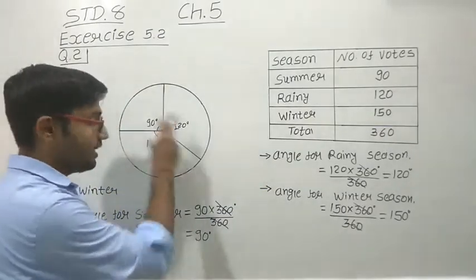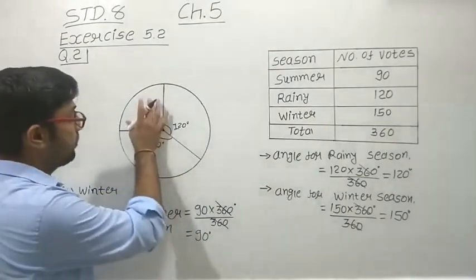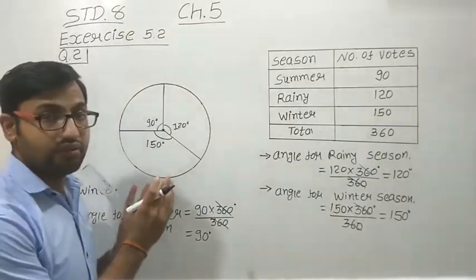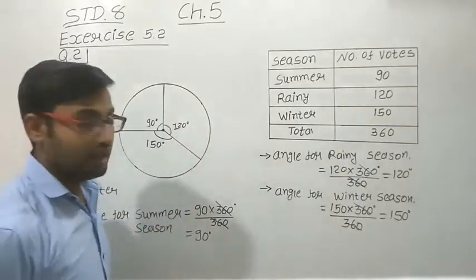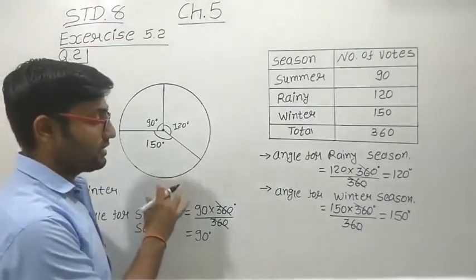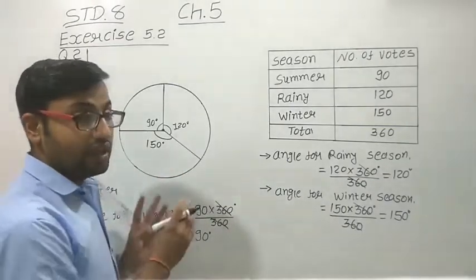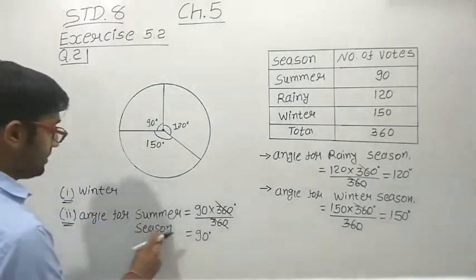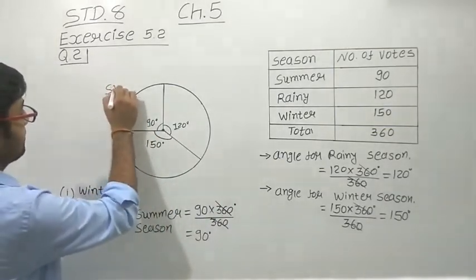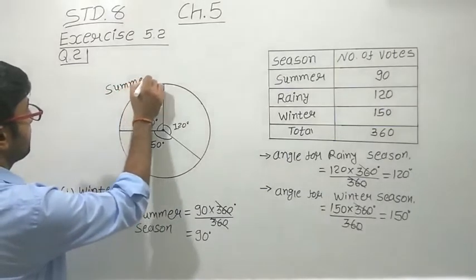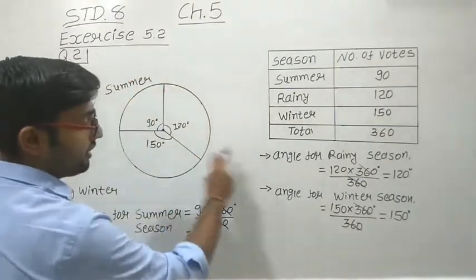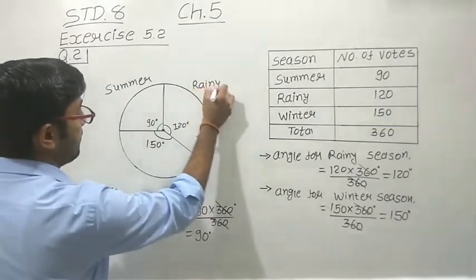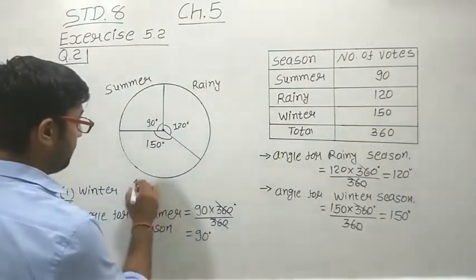As there are only 3 data, we get 3 sectors. This is what we call a pie chart, right? We make the pie chart and relate the information here. Now write down all the information, that this 90 degrees is for which season. This is the summer season. This 120 degrees is for what? The rainy season. And the third is for the winter season.